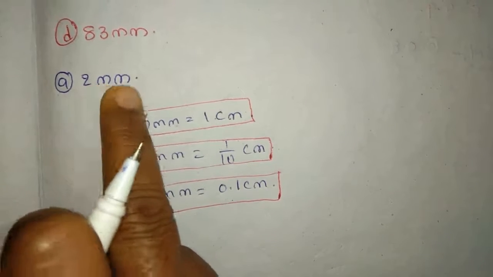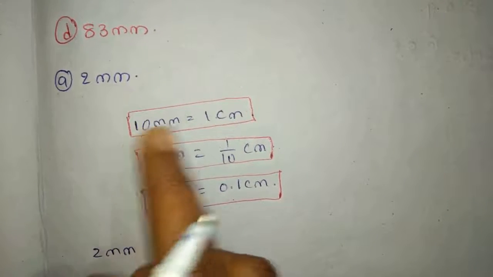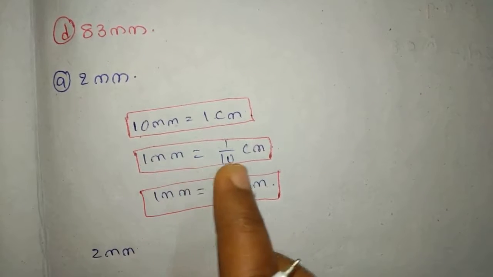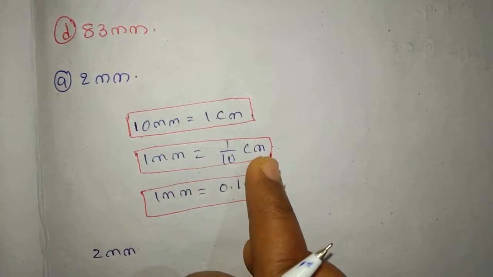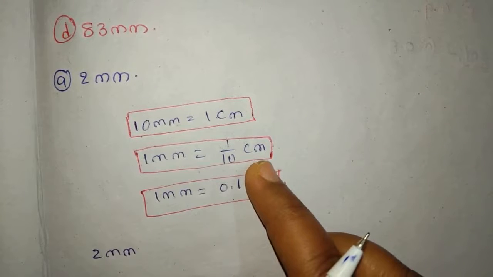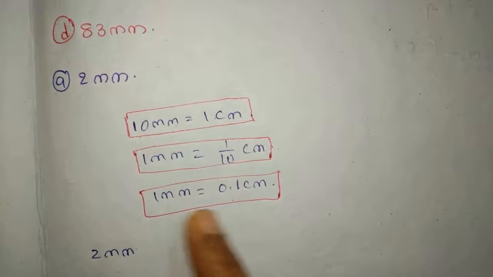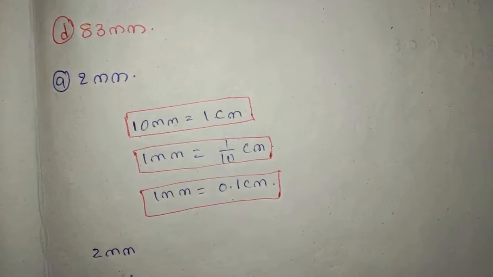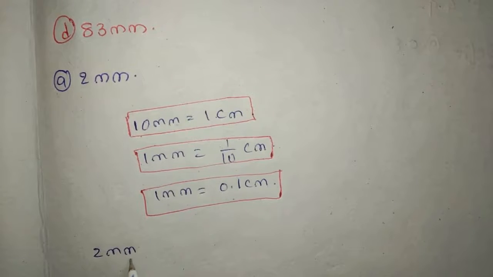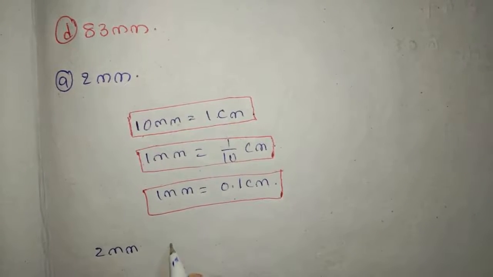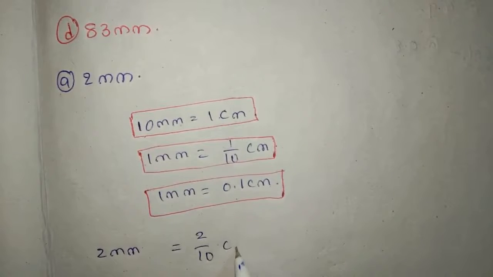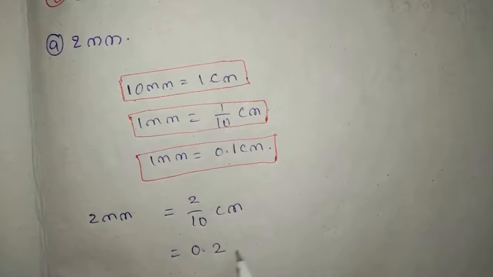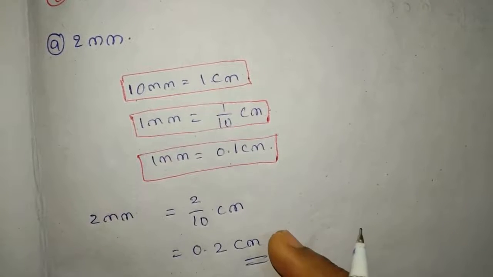Now the first one is 2 mm. Here we know that 10 mm is equal to 1 cm, so 1 mm is equal to 1 by 10 cm. This 1 by 10 cm can also be written as 1 mm equals 0.1 cm. So 2 mm is equal to 2 by 10 cm. This can be written as 0.2 cm.